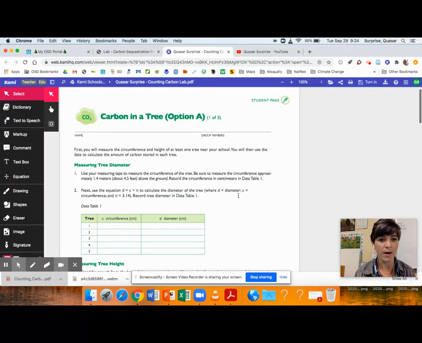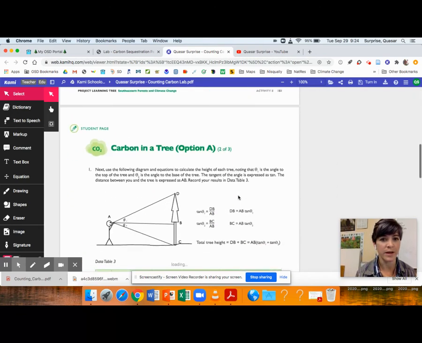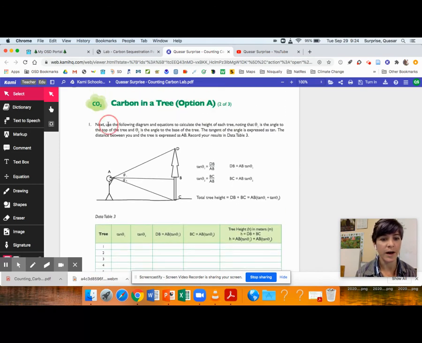So we're down past page 1 because we've already done that. And we're on page 2, which is next: use the following diagram and equations to calculate the height of the tree, noting that theta 1 is the angle to the top of the tree and theta 2 is the angle to the base of the tree. The tangent of the angle is expressed as tan. The distance between you and the tree is expressed as AB. Okay, so we're doing some geometry, and I think it's really cool.